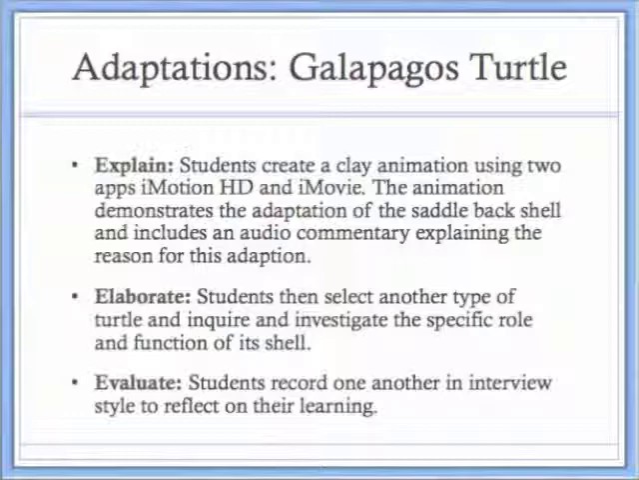The next stage was to elaborate, and this is where students had to select a different type of turtle and inquire and investigate the specific role and function of its shell. Then finally, students had to evaluate. They recorded one another in an interview style in order to reflect on their learning. So let's have a look at a student work sample for these 5 E's applied to the Galapagos turtle, as well as the recorded interview as an evaluation and reflection tool at the end of the learning.